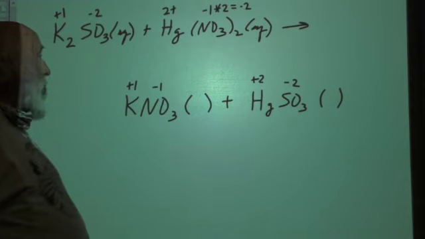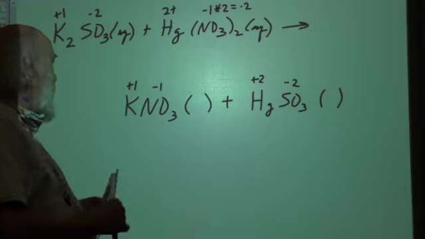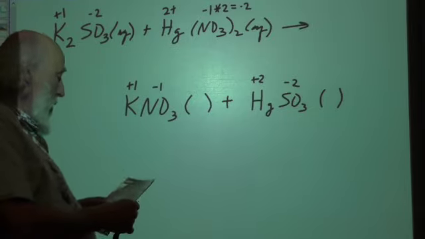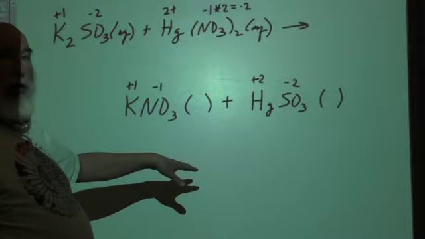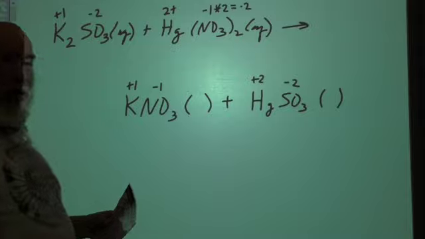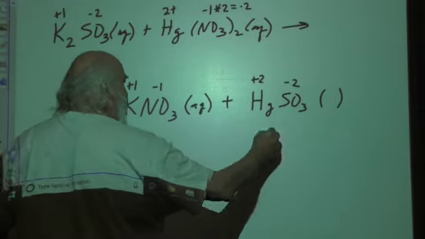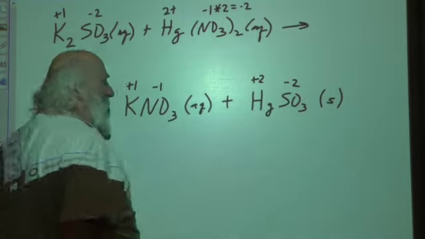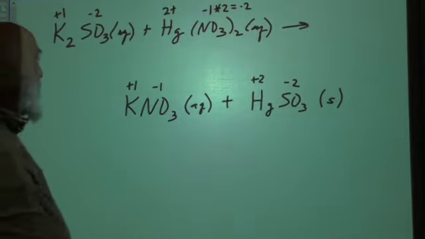So now what we need to do is figure out the phases. Well, let's start with KNO3. K is a group 1 metal. NO3 is one of the ions also listed. So this is really soluble in water. You're not going to get this to precipitate out, so this is going to be aqueous, and that means that the other one is going to be a solid. Okay, now we need to balance it.